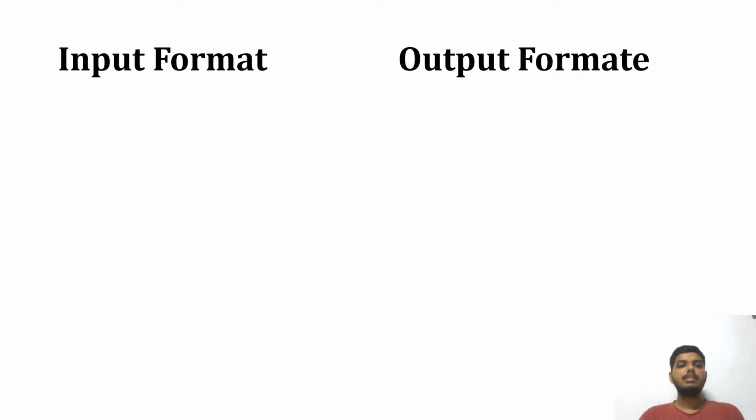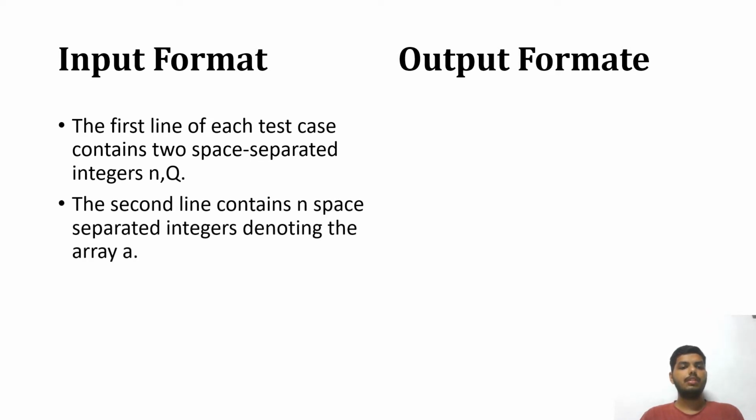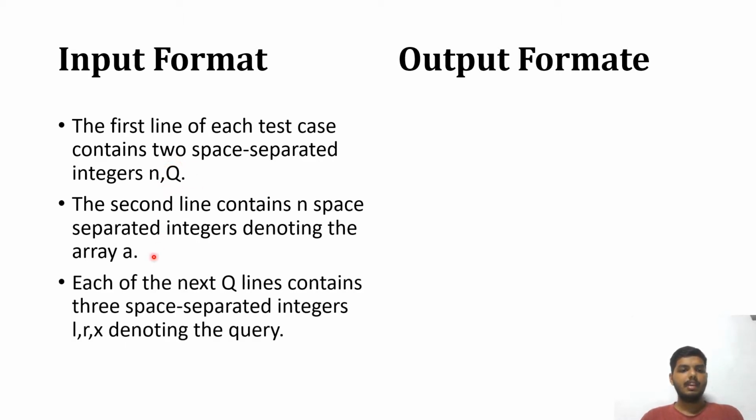Now let us see the input format and output format for this problem. The first line of each test case contains two space separated integers N and Q, and the second line contains N space separated integers denoting the array A. Here N is the total number of integers in the array A, and Q is the total number of queries. Each of the next Q lines contains three space separated integers L, R and X denoting the query.